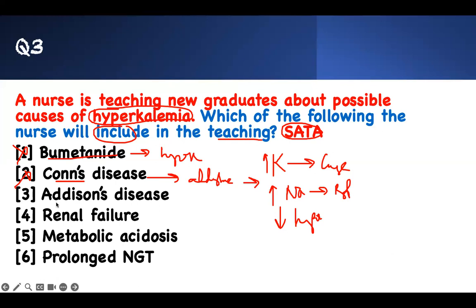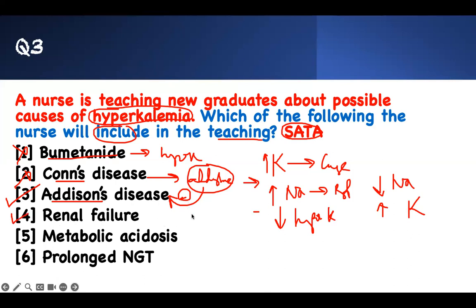Addison disease. What is their problem? They have no aldosterone. I'm just using the same thing. They have no aldosterone, negative aldosterone. If aldosterone causes hypernatremia and hypokalemia, if there is no aldosterone, your sodium goes down and your potassium goes up. Therefore, this is hyperkalemia. Renal failure, yes, everybody knows. You cannot get rid of the electrolyte. The most common electrolyte problem kidney people have is hyperkalemia. That's why they do dialysis.